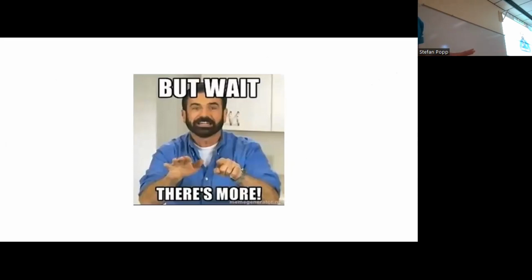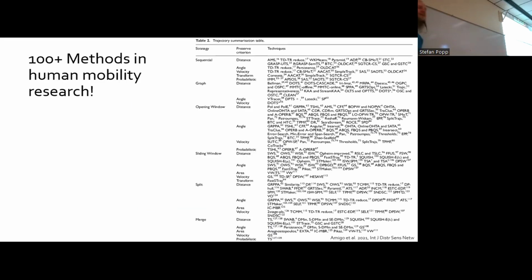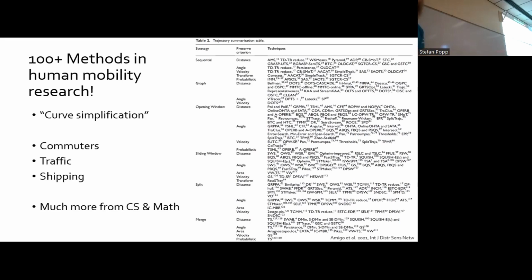But wait, there's more. There's a lot more than 100 methods of resampling that have been proposed in the human mobility research. This is an excellent review. And in the human mobility, they're called curve simplification, and they're used on commuters or traffic or freight shipping. And they have much more influence from computer science, this is what CS stands for, and math. So they are basically in different bodies of literature. This is maybe also why we in the ecology literature don't really know about any of these, as far as I know.